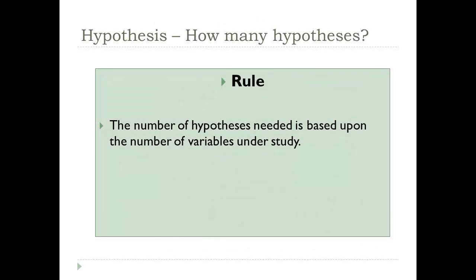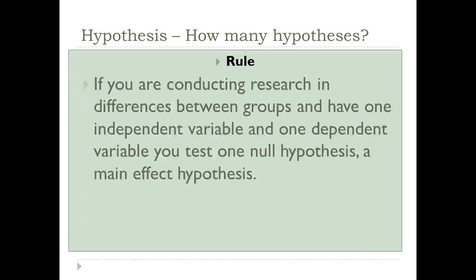Now let's talk about how many hypotheses you need to pose for each research question. If you remember, I said you need at least one hypothesis, research and null hypothesis, for each research question. But really the number of hypotheses needed is based upon the number of variables that you're studying. So if your question asks about one independent variable and one dependent variable, you need one null hypothesis. Let's go back and think about the examples that we just looked at. We had one independent, one dependent, and one null hypothesis, and then one research hypothesis.